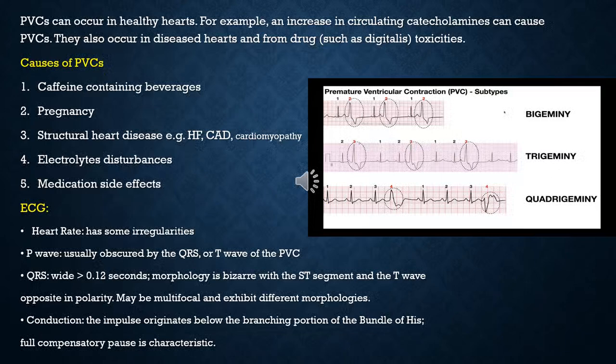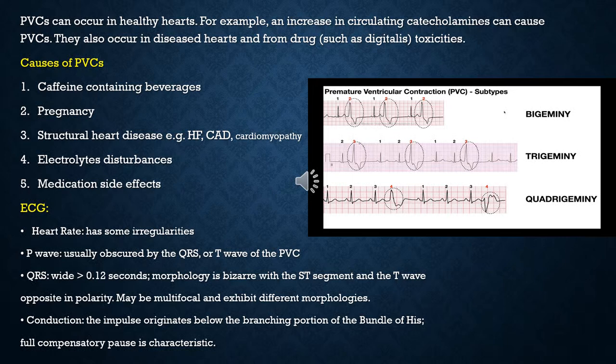As we said before, PVCs can occur in a healthy heart, for example, an increase in circulating catecholamines can cause PVCs. They can also occur in a diseased heart, and from drug abuse or toxicity like digitalis toxicity. What are the most common causes of PVCs? Physiological, such as caffeine-containing beverages and excess caffeine, pregnancy, structural heart disease like heart failure, coronary artery disease, and cardiomyopathies, electrolyte disturbances, especially hypokalemia, and medication side effects, like I mentioned before, digitalis toxicity.